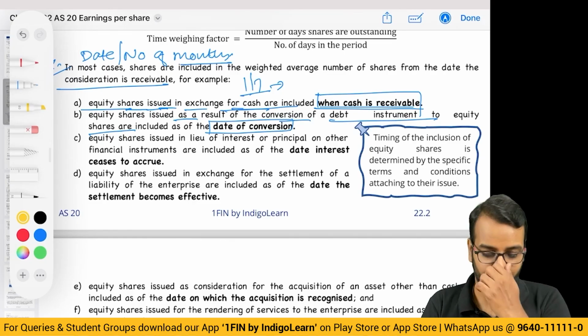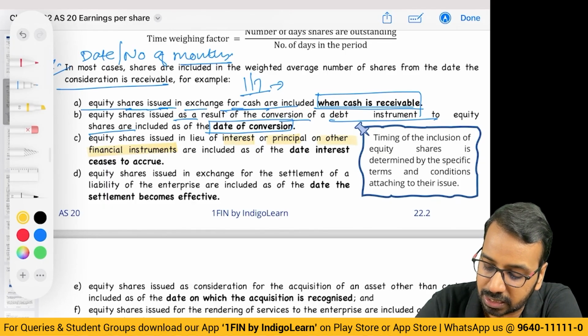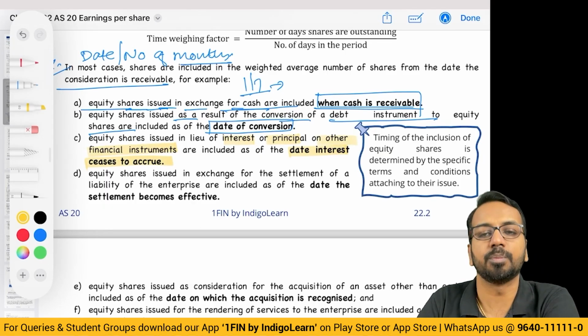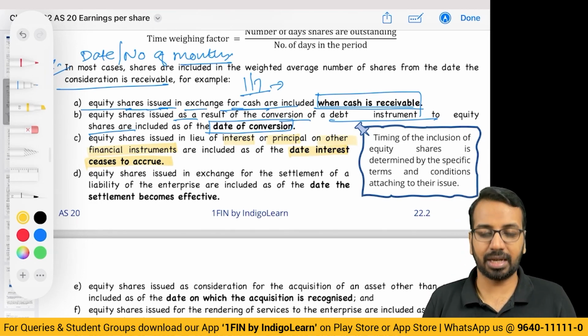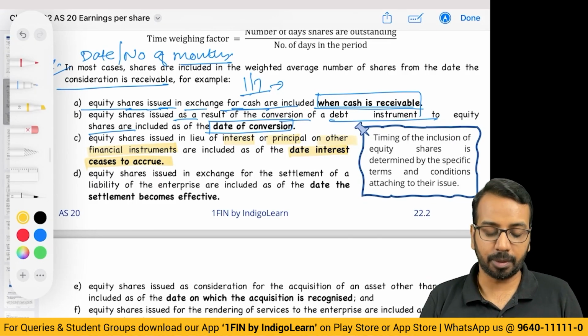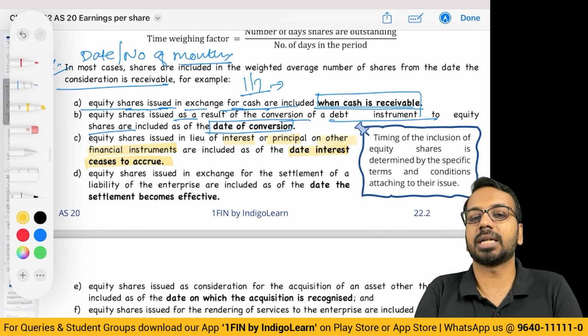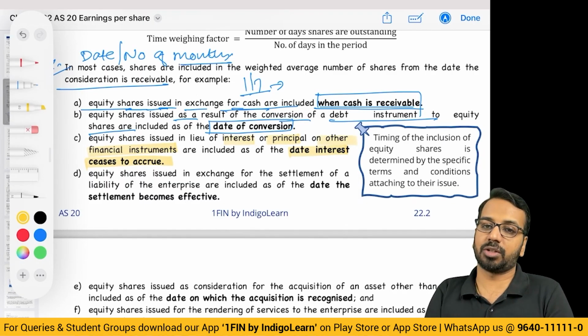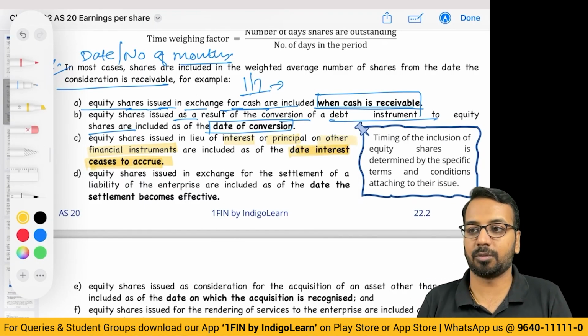shares outstanding. Then equity shares issued in lieu of interest or principal on other financial instruments are included as of the date interest ceases to accrue. Meaning to say, if I give equity shares instead of interest, I have taken loan from the bank, I have to pay bank interest and principal. From the date on which the bank says I will no longer charge interest because I have received equity shares from you, from that date you will consider in weighted average calculation.